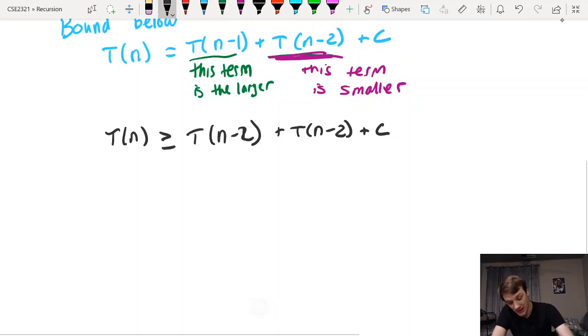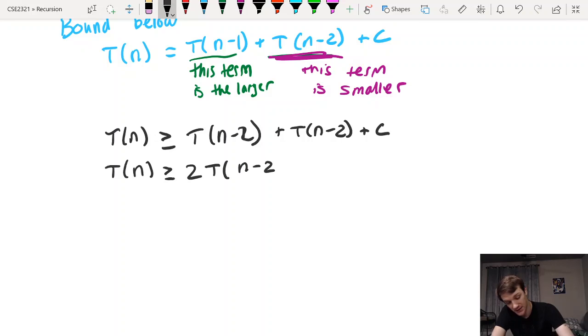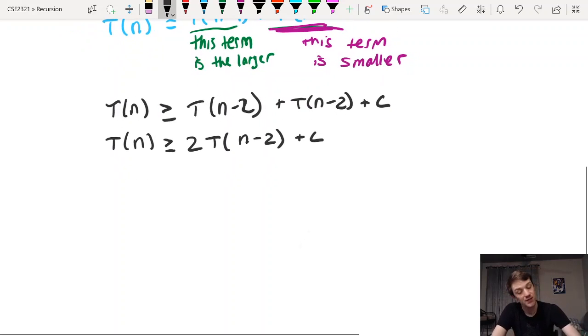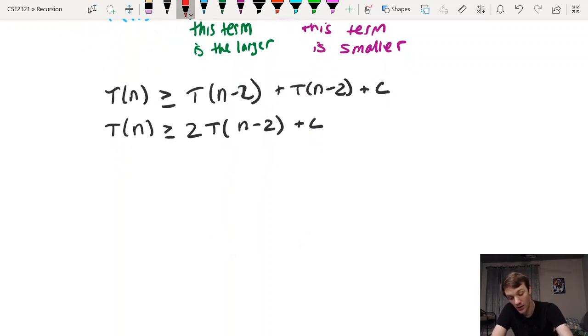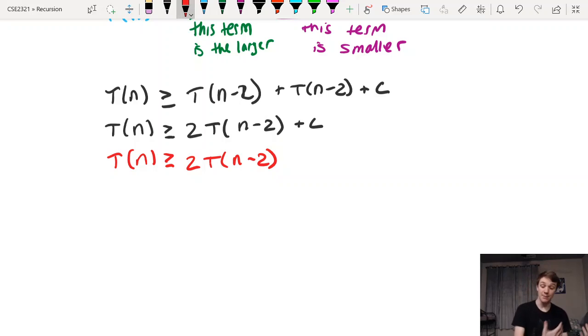Let me group together my like terms. So we have t of n greater than or equal to 2 t of n minus 2 plus c. We've actually seen something like this before, so I'm going to further bound this below by getting rid of the plus c. And we'll see why when we keep analyzing this. If I drop the plus c, I again make it smaller. We then are going to solve this with substitution.